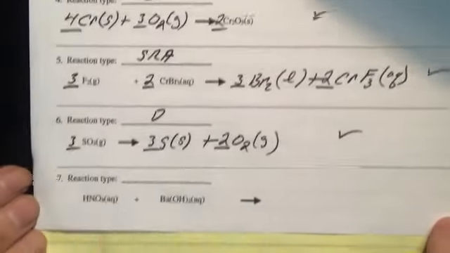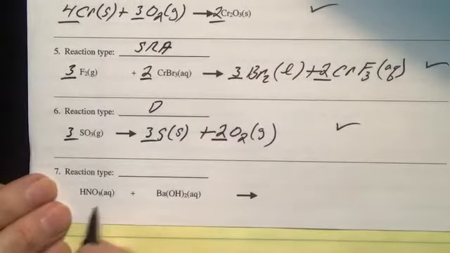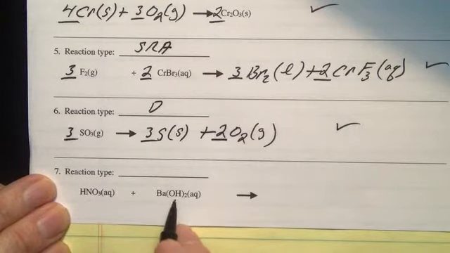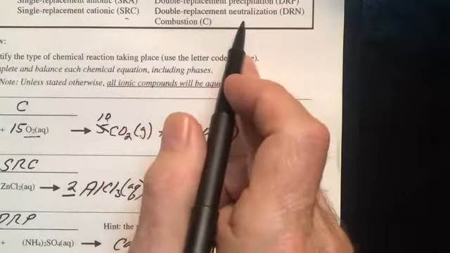And last, okay, now this is an acid reacting with a base. So you should recognize this is an acid, and all you need to know, as I said in the notes, about determining if something is a base is if it has the hydroxide ion. If it has the hydroxide ion, it's a base. And so this is going to be a double replacement neutralization reaction.